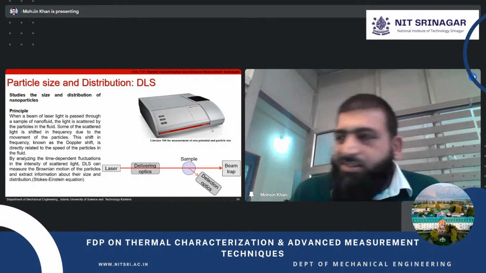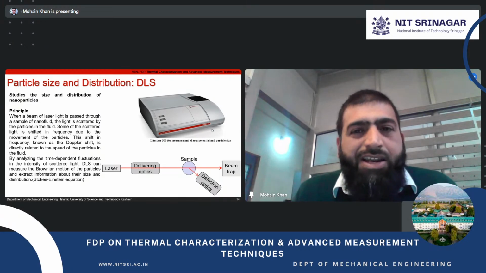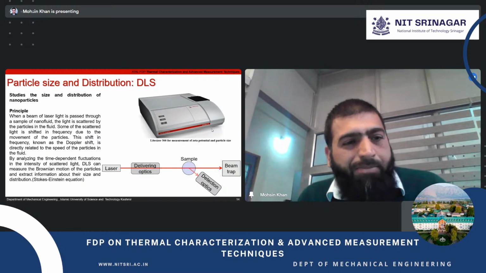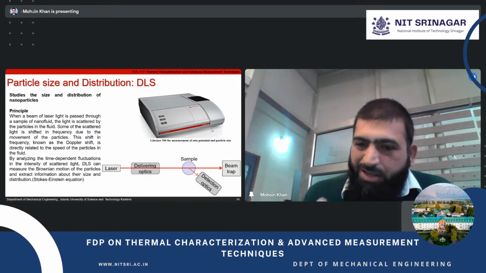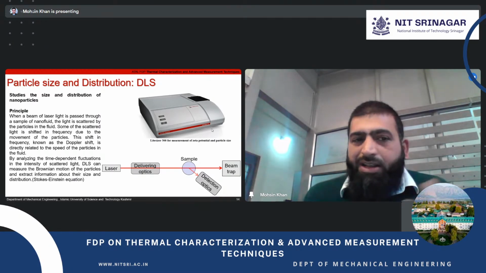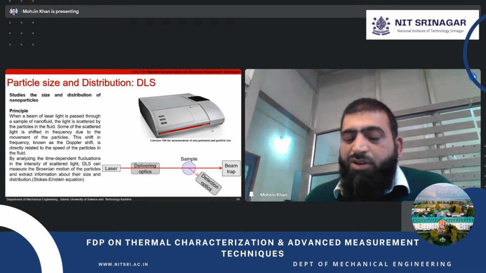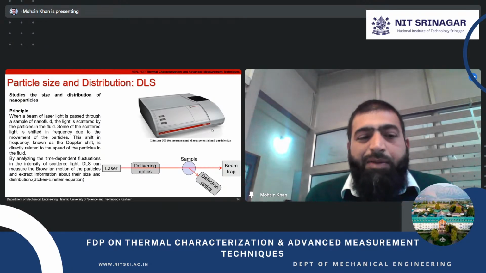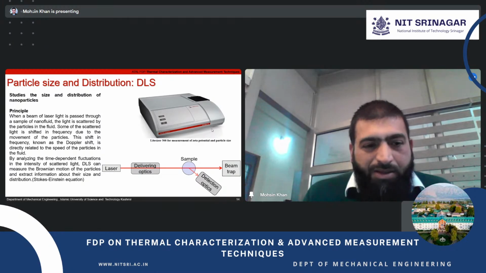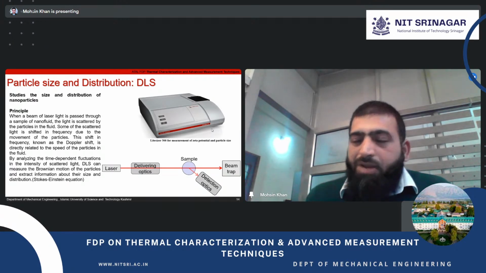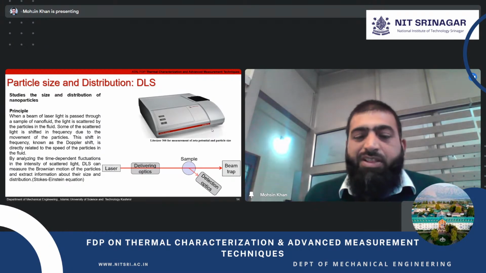Okay, one more important thing is the particle size and distribution. We usually determine the particle size and the distribution by the dynamic light scattering technique. Essentially, when a beam of laser light is passed through a sample of a fluid, the light is scattered by the particles of the fluid. Some of the scattered light is shifted in frequency due to the movement of the particles. The shift in frequency is known as the Doppler effect and is directly related to the speed of the particles in the fluid. By analyzing the time-dependent fluctuations in the intensity, DLS can measure the Brownian motion. We have the famous Stokes-Einstein equation, which relates the Brownian motion with the hydrodynamic diameter.